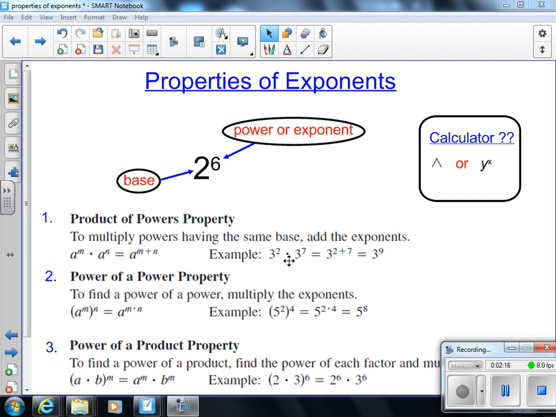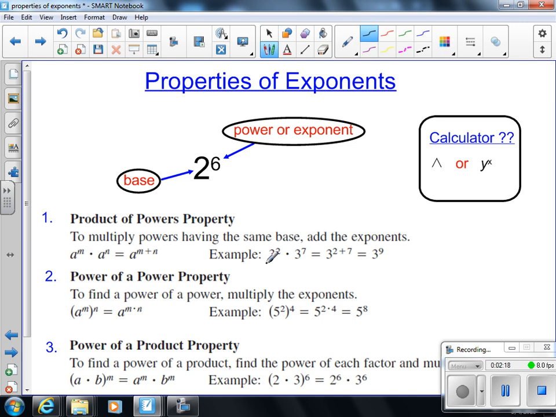And in your brain, you might even think this: I'm thinking 3 times 3, and over here I'm thinking 3 times 3 times 3 times 3, 7 times. So together, how many 3's would I have? 9. So that's how you take 2 plus 7 to get 3 to the 9th power. Make sure you write down the examples that go with it. They'll be good references for you.